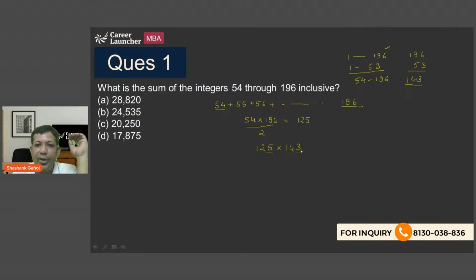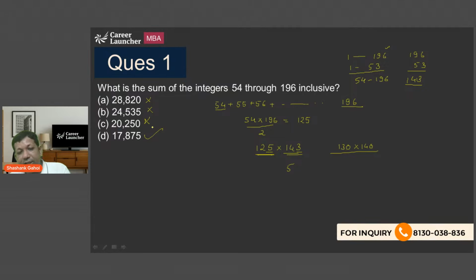So my unit digit should be 5 into 3, that is 5. So I can directly say this option and this option are rejected. Let's take this number as 130 and this number as 140. So 130 into 140, is my product going to be greater than 20,000 or lesser than 20,000? 14 squared is 196, so anyhow my product is going to be less than 20,000. So how can it be 24,000? I got my answer.